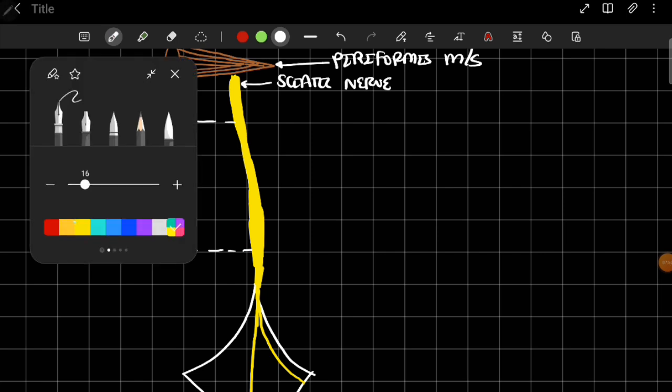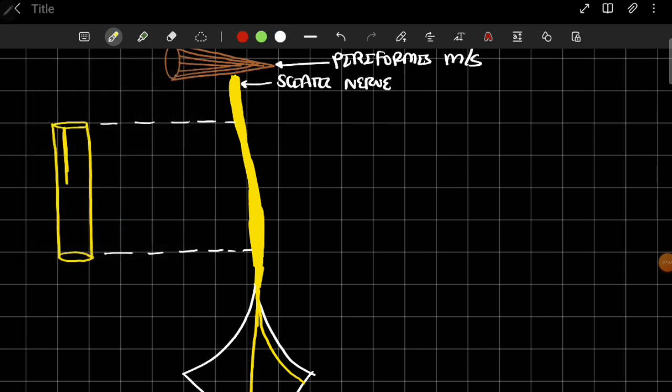There are two nerves in the sciatic nerve. The sciatic nerve is a group of nerves. The two nerves are, this is the common peroneal, and this is the tibial part of sciatic nerve. So this is the cut section.